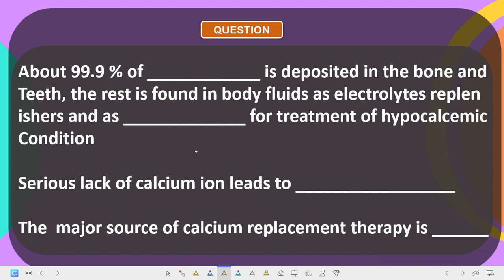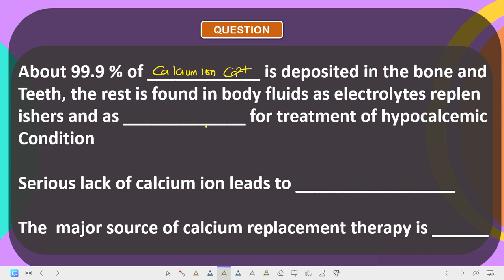Okay, let's begin. About 99% of dash is deposited in the bone and teeth. The rest is found in body fluid as electrolyte replenishers and as dash for treatment of hypocalcemic condition. What is the correct answer? What is deposited in the bone and teeth? The correct answer is calcium ion. The calcium ion, about 99%, which is calcium 2+, is deposited in the bone and teeth.